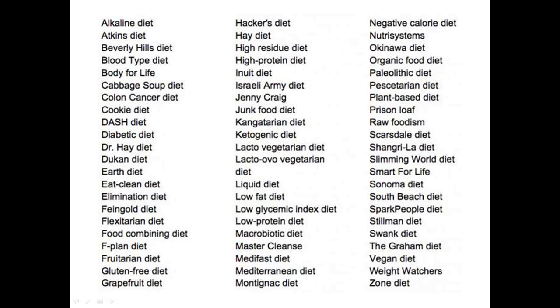Many of the diets are medically necessary, such as a DASH diet in a hypertensive patient or a gluten-free diet in a celiac patient. Some of them are going to be fad diets, such as the cabbage soup diet.